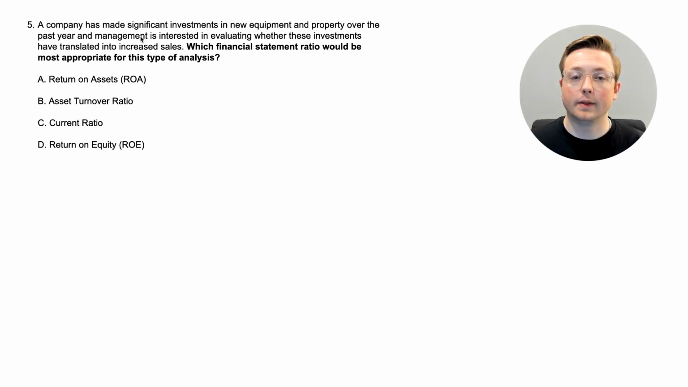Okay, so they're trying to evaluate whether their investments have increased sales, and their investments are in equipment and property. So would this be return on assets, asset turnover ratio, current ratio, or return on equity? Current ratio, probably not, because that's mainly focusing on liquidity, like short term, whereas this is trying to focus on, did our equipment help us make more money? Return on equity, again, it doesn't really talk about equity here. So is it going to be return on assets or the asset turnover ratio? If you know the difference between the two, that's fantastic, you know the answer. If not, that's okay. We're going to look at the answer together.